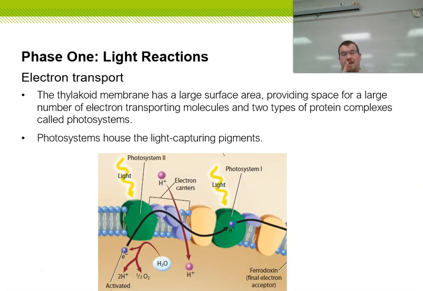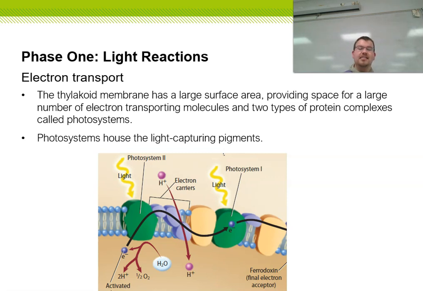Within this, you have phase one, which is light dependent, the light reactions. So this happens in a process of electron transport. So the first thing that happens is the thylakoid membrane has a super large surface area, providing space for a large number of electron transporting molecules, and two types of protein complexes called photosystems. So you have photosystem 2 and photosystem 1.